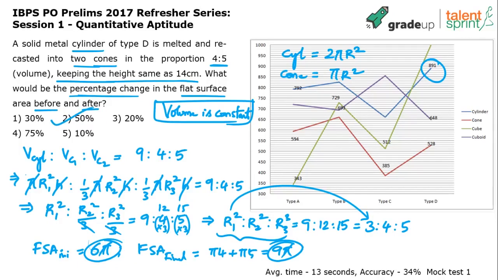He's asking us to get the percentage change. Percentage change will be final minus initial by initial into 100. So that's 9 minus 6 by 6 into 100. 9 minus 6 is 3, 3 by 6 is half, half of 100 is 50. So your answer will be 50%.